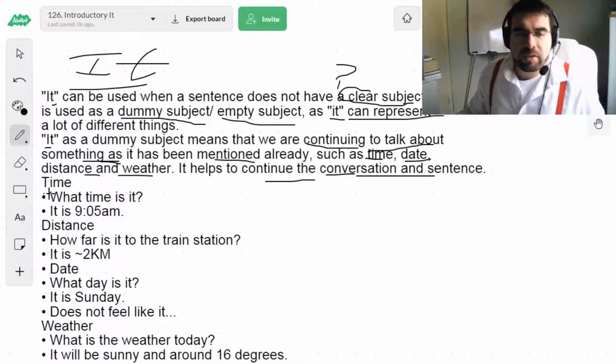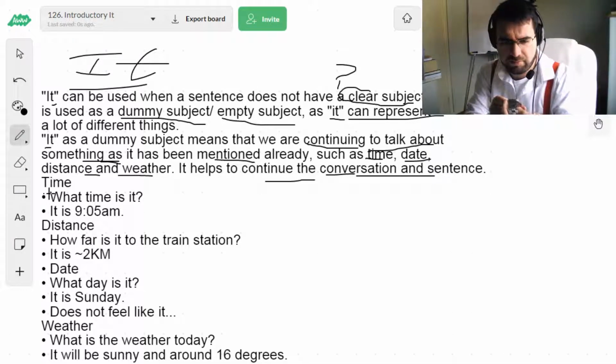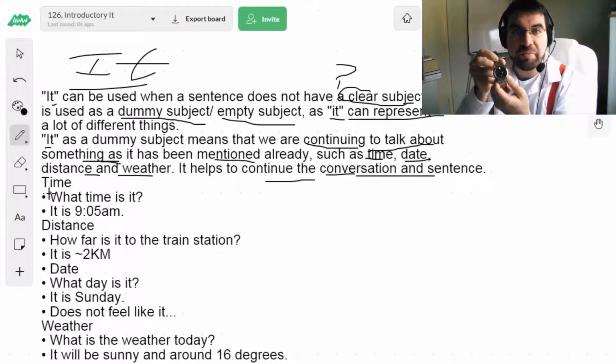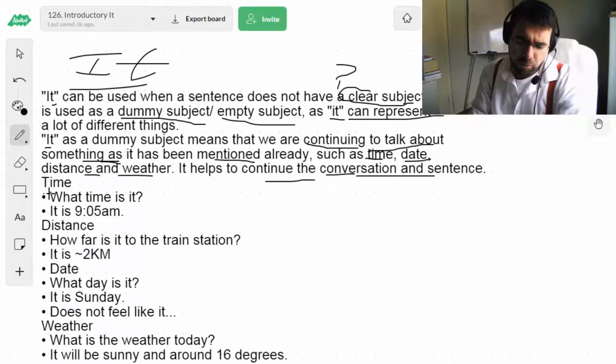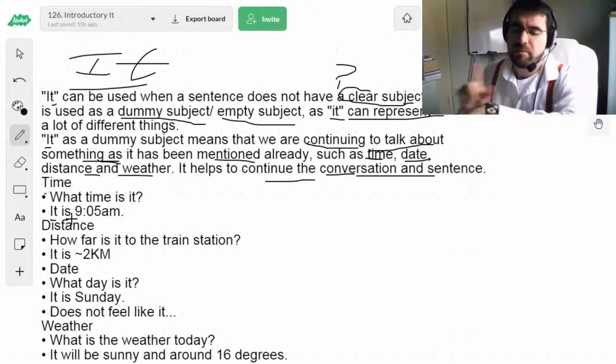So it. What time is it? What time is it? It's almost 4 a.m. 4 p.m. It's 5 minutes past 9. It is. It's in the evening.